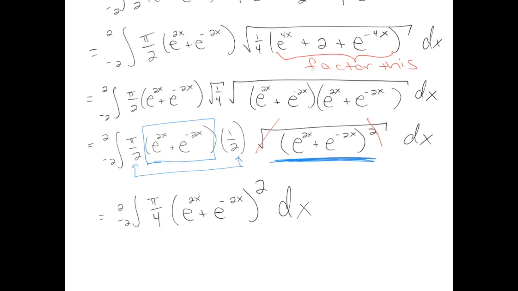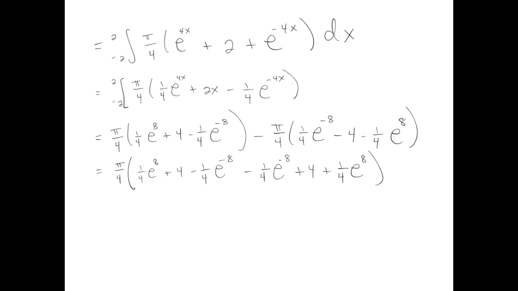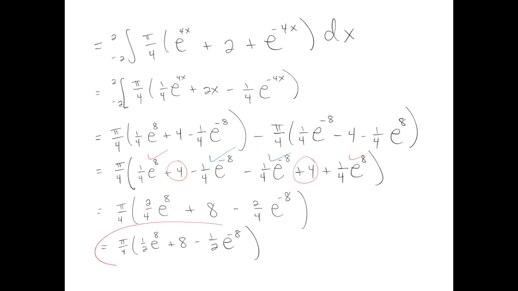Okay, we can finally finish the problem. We need to FOIL one more time and then take the antiderivative. Plugging in 2, plugging in minus 2 and subtracting, pulling out the pi over 4 and distributing the minus sign. Looks like we've got some things adding up. E to the positive 8 terms, these constants, e to the negative 8 terms, and we've got our final answer. It is a bit long, but this is the surface area shown a couple of slides ago after we rotated the function around the x-axis.